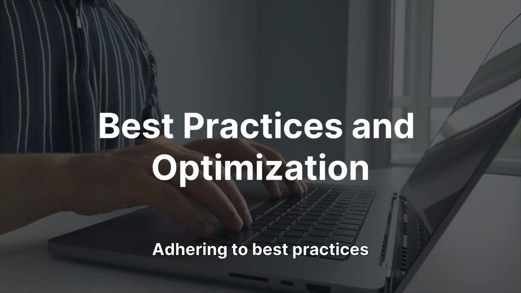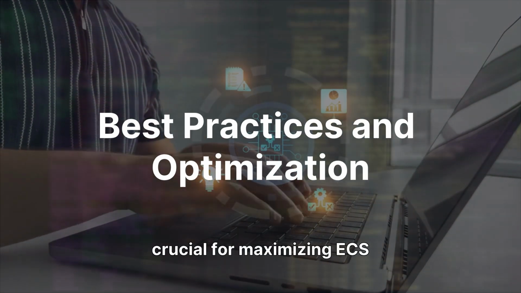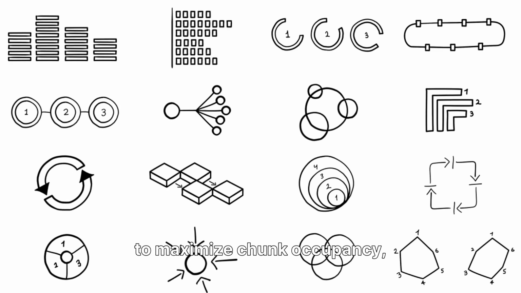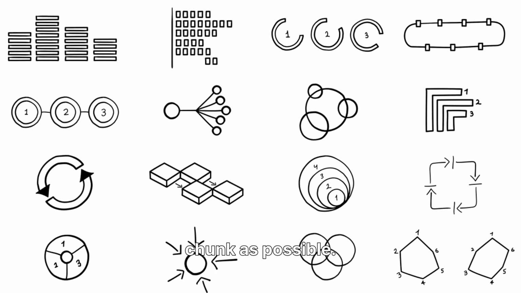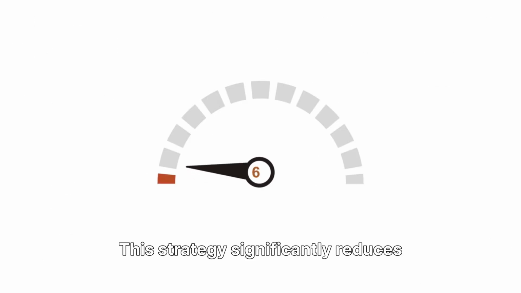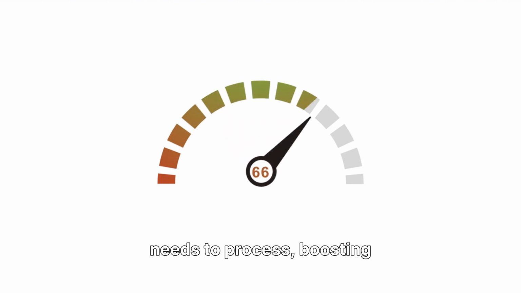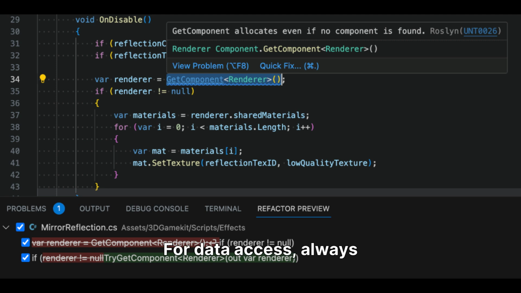Adhering to best practices and optimization techniques is crucial for maximizing ECS performance. One key practice is to maximize chunk occupancy, aiming for as close to 128 entities per chunk as possible. This strategy significantly reduces the number of chunks that the job system needs to process, boosting efficiency. For data access, always iterate through component values directly rather than relying on indices.